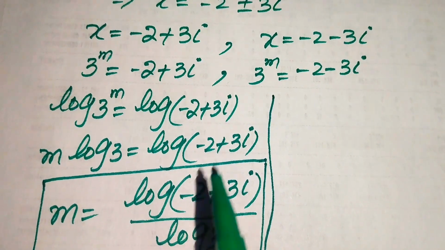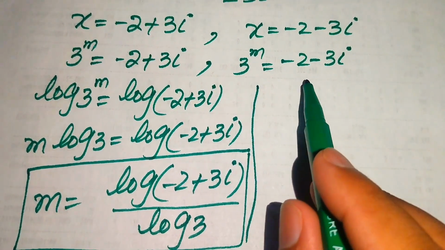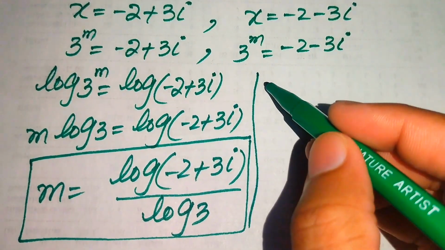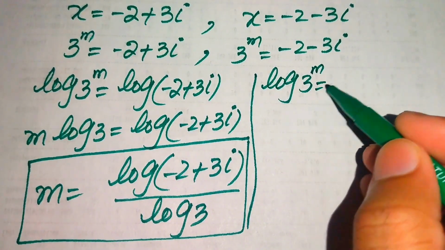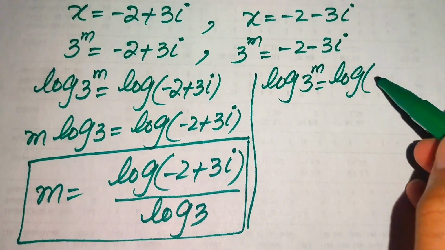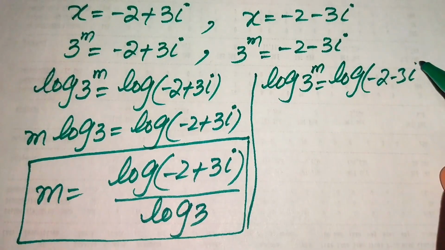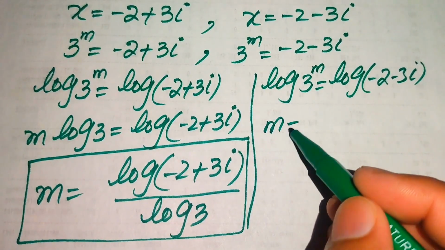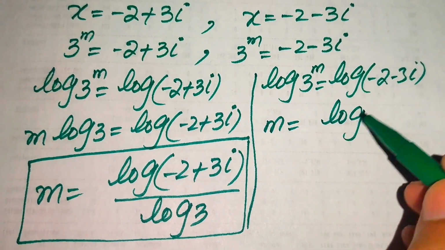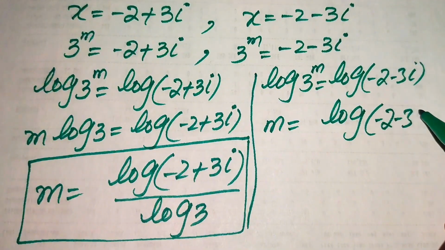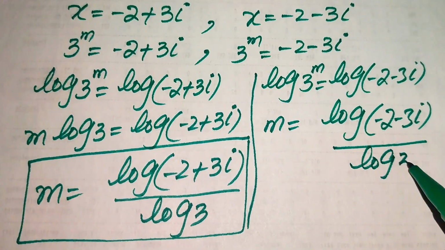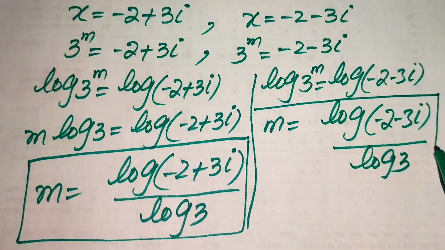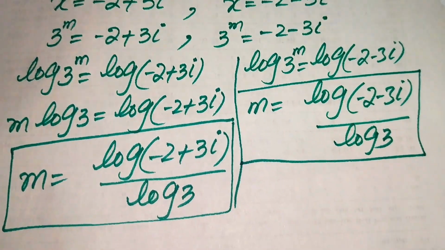And now here we need to solve this case, and in this case we can apply log again on both sides, and it will become log of 3 to the power of m equals log of minus 2 minus 3 iota, and it will be written as m equals log of minus 2 minus 3 iota divided by log of 3. This is the third value of m, and this is the final answer.